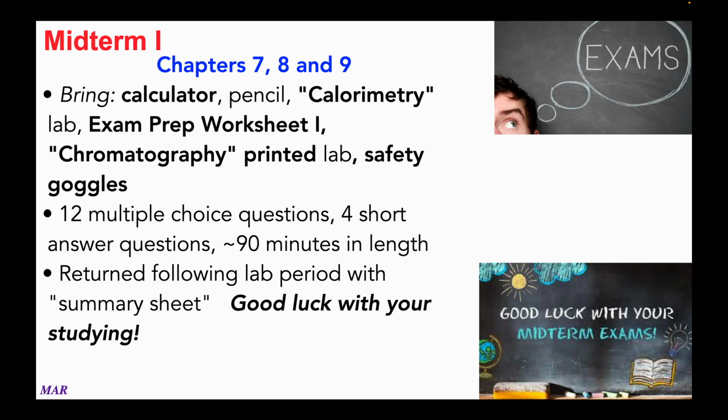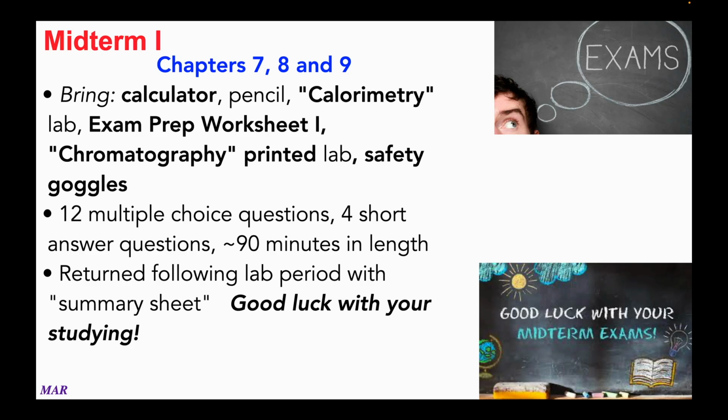When you come to the midterm, make sure you bring your calculator and something to write with, i.e. a pencil will be cool. Bring the completed calorimetry lab. You'll bring exam prep worksheet 1 with you, and the exam prep worksheets will be due at the time of your midterm. It's a series of questions where the answer is given at the bottom, and your goal is to show your work, how you go from the question to the answer in detailed steps. So anyway, check that out.